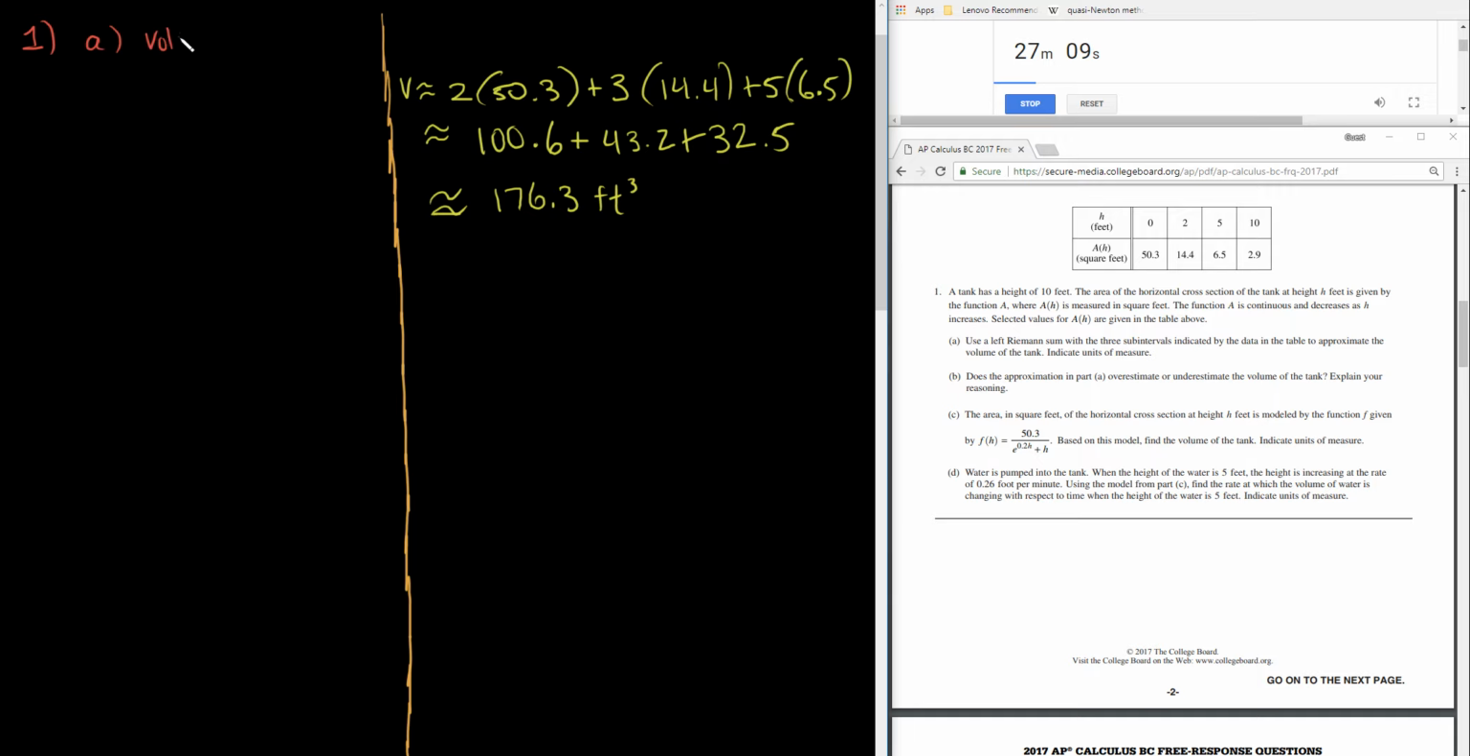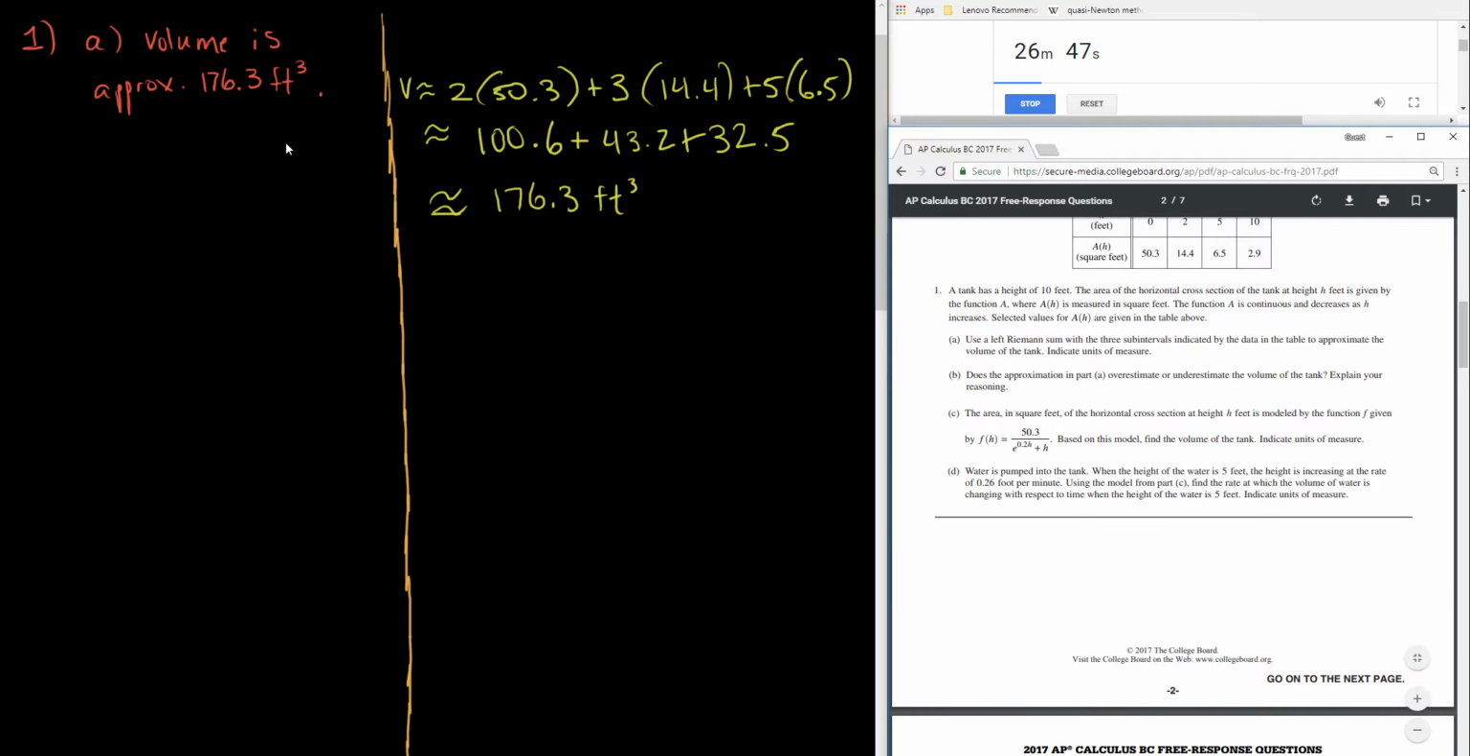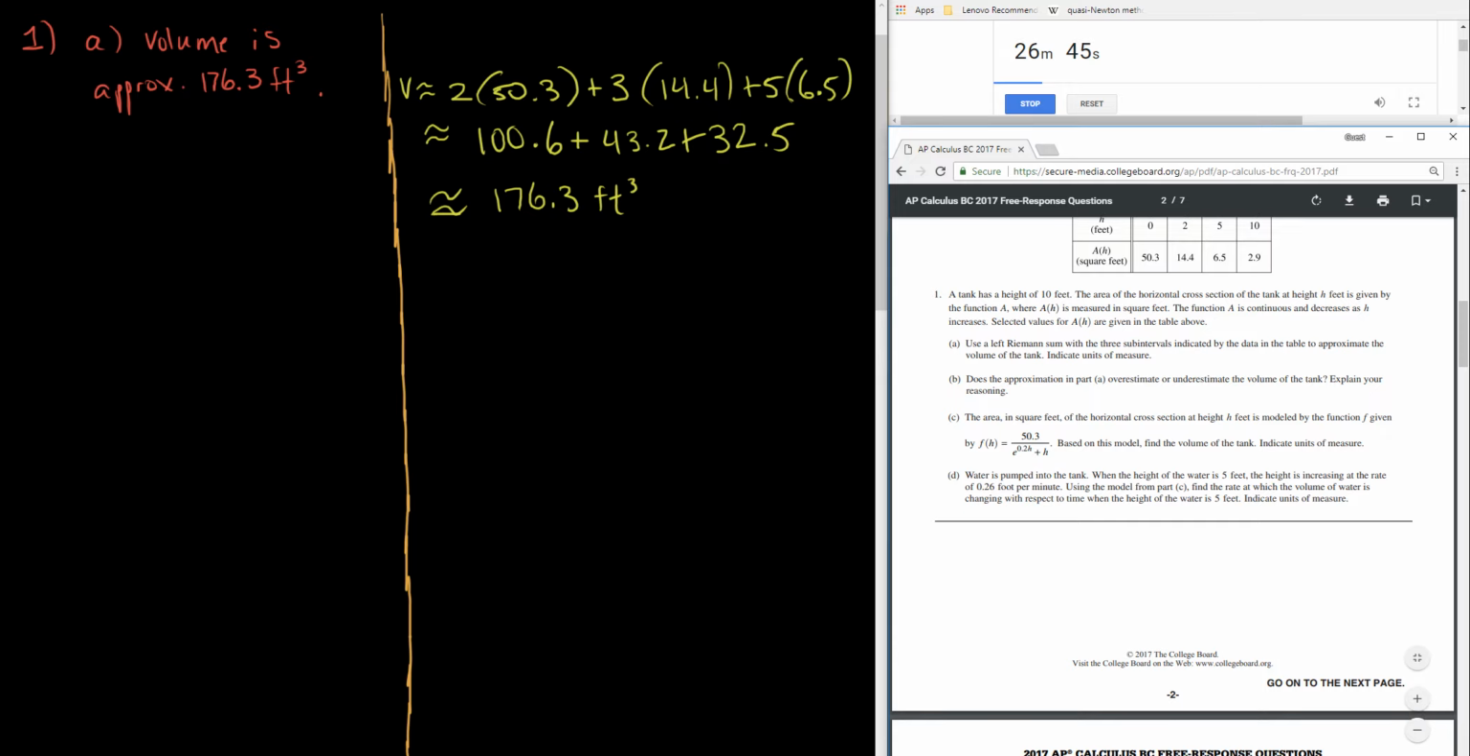Volume is approximately 176.3 cubic feet. All right, so that looks like it'll work. All right, does the approximation in part A overestimate or underestimate the volume of the tank? Explain your reasoning.